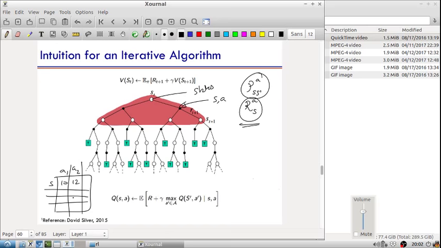And once I've solved q star, I can get the optimal policy. And this is in the planning version of the problem.